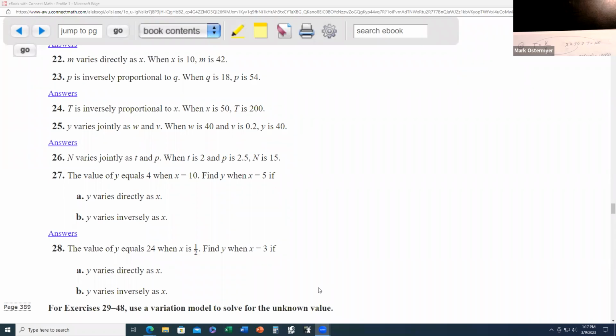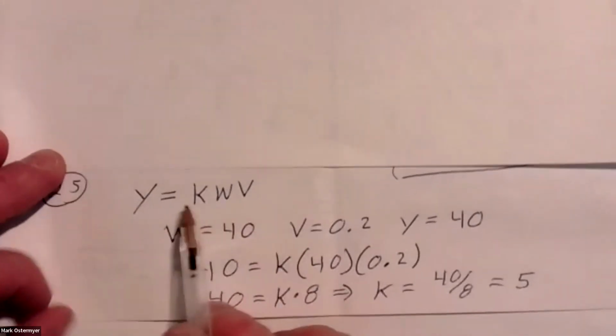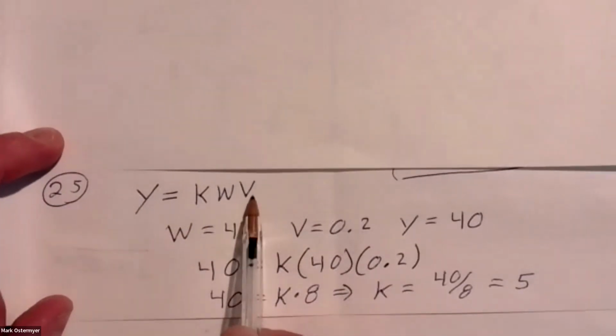All right, ready to look at number 25? Says Y varies jointly as W and V. Nowhere do you see the word inversely in here. So you're not going to see any variables in any denominator of any fraction. So Y varies jointly as W and V. So the equation would be Y is equal to K times WV. Y varies jointly as W and V.